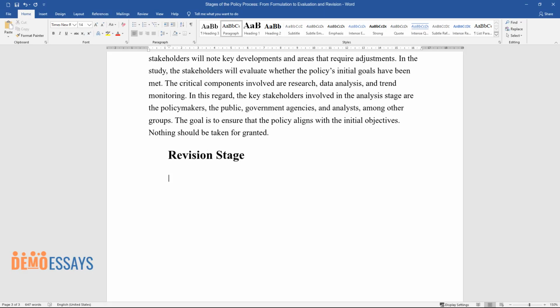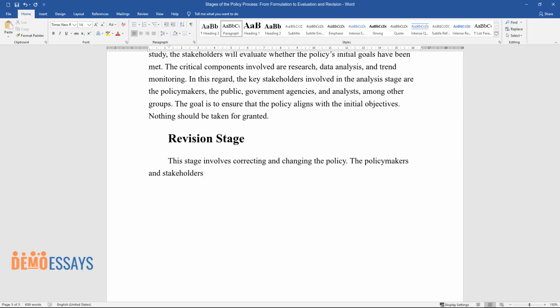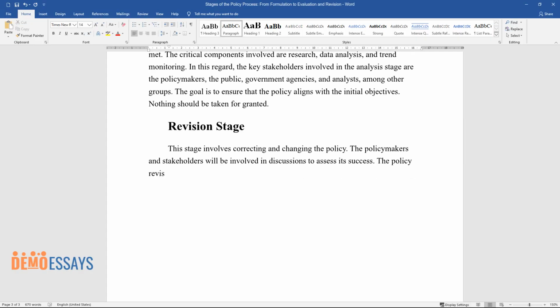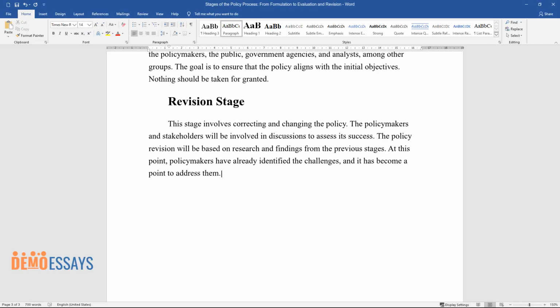Revision stage. This stage involves correcting and changing the policy. The policymakers and stakeholders will be involved in discussions to assess its success. The policy revision will be based on research and findings from the previous stages. At this point, policymakers have already identified the challenges, and it has become a point to address them.